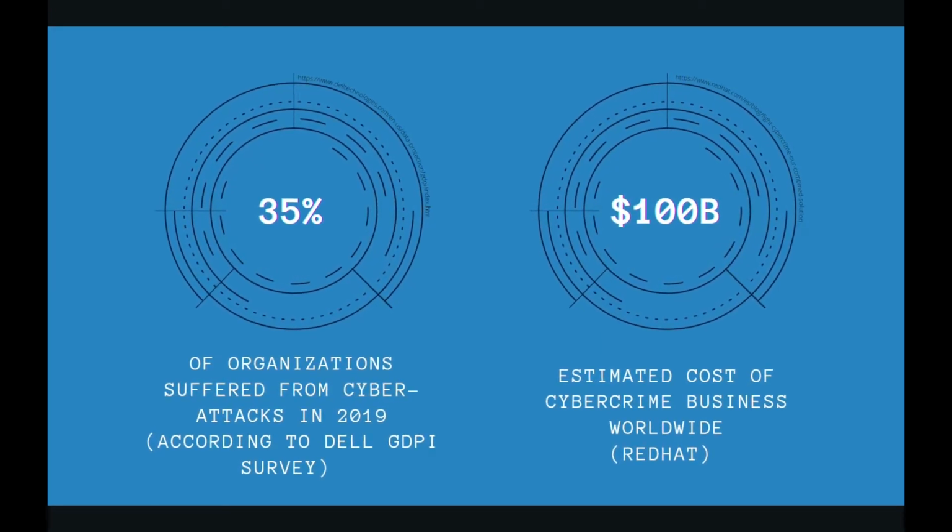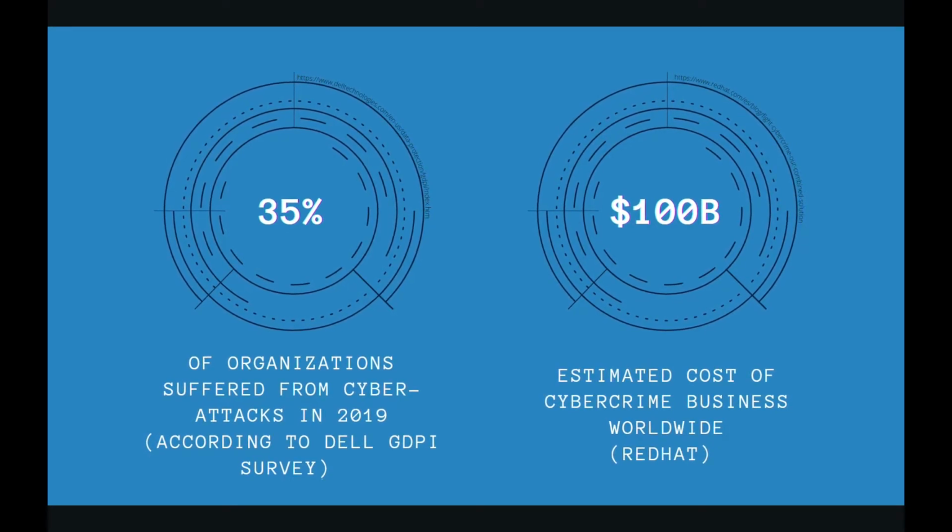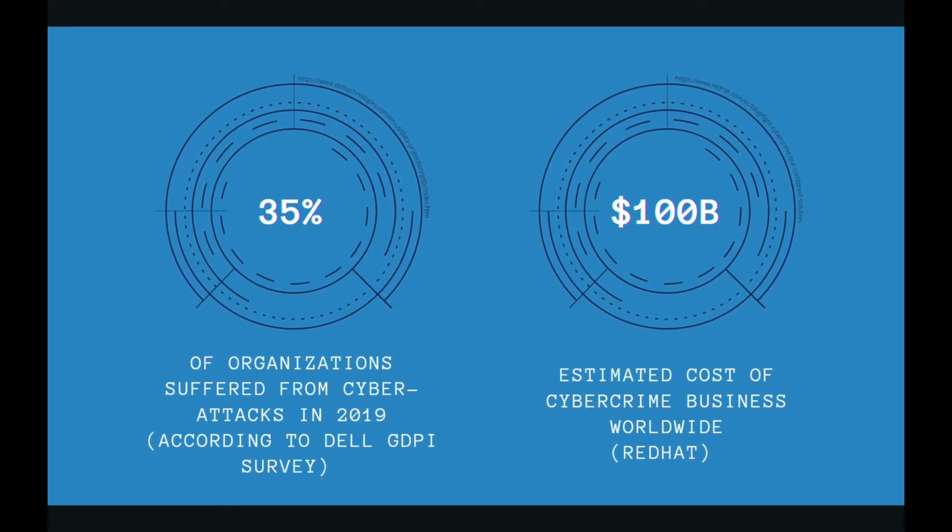worldwide. To elaborate, according to Dell's Global Data Protection Index, 35% of organizations suffered from cyber attacks in 2019, compared to 28% in 2018, which highlights the fact that cyber attacks are definitely on the rise. To add, Red Hat states that the cybercrime business is estimated to be a $100 billion business worldwide, which highlights the staggering amount of resources allocated within such business.